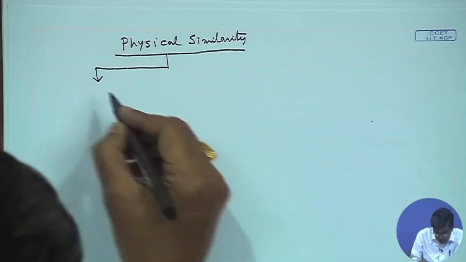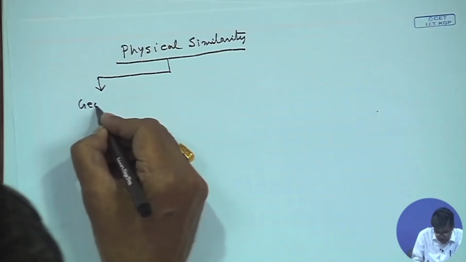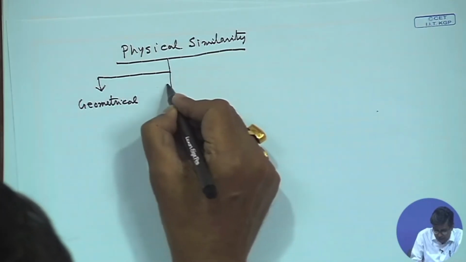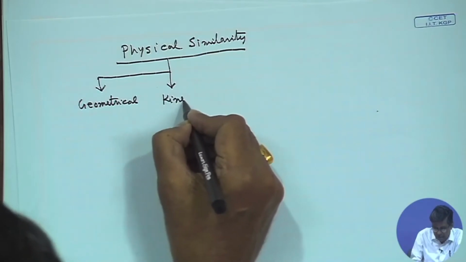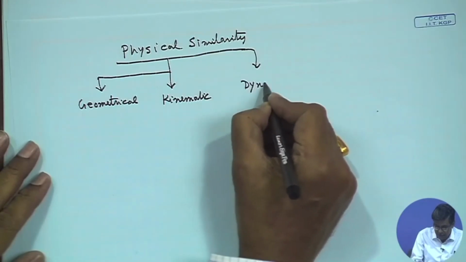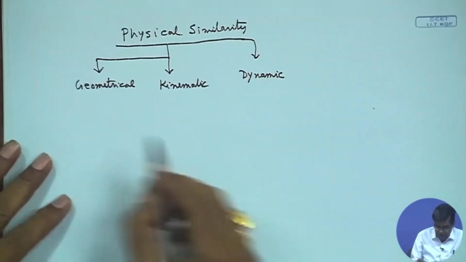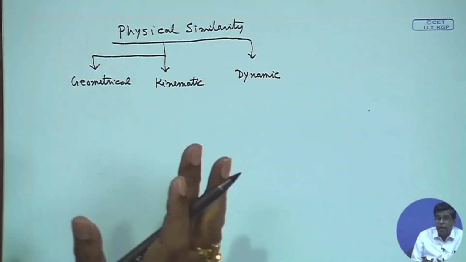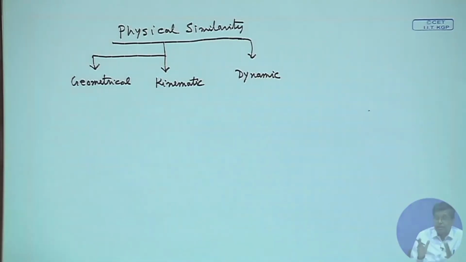In that case, for physical similarity to be obtained, three types of similarity have to be ensured: geometrical similarity, kinematic similarity, and dynamic similarity. Now, geometrical similarity is the similarity of dimensions, which says that the system dimensions in the actual case and in the laboratory case should be such that the ratio of the corresponding dimensions is the same, maintaining the same shape. This we know since our childhood.